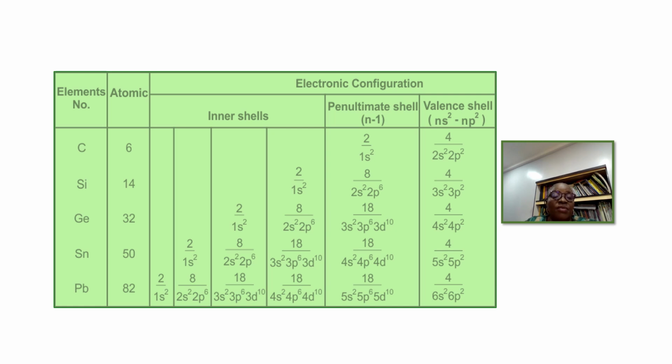Carbon has an atomic number of 6 and a valence shell of 2s2 2p2. Silicon has atomic number 14 and valence shell 3s2 3p2. Germanium has atomic number 32 with valence shell 4s2 4p2. Tin has atomic number 50 with valence shell 5s2 5p2, and lead has atomic number 82 with valence shell 6s2 6p2.